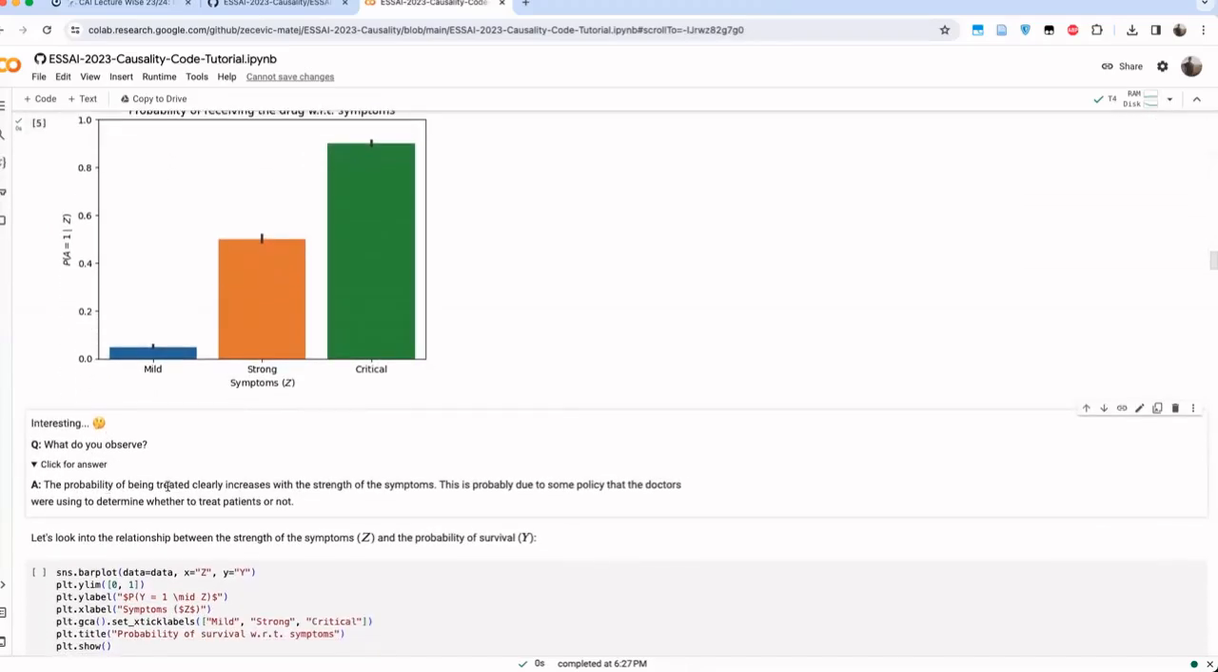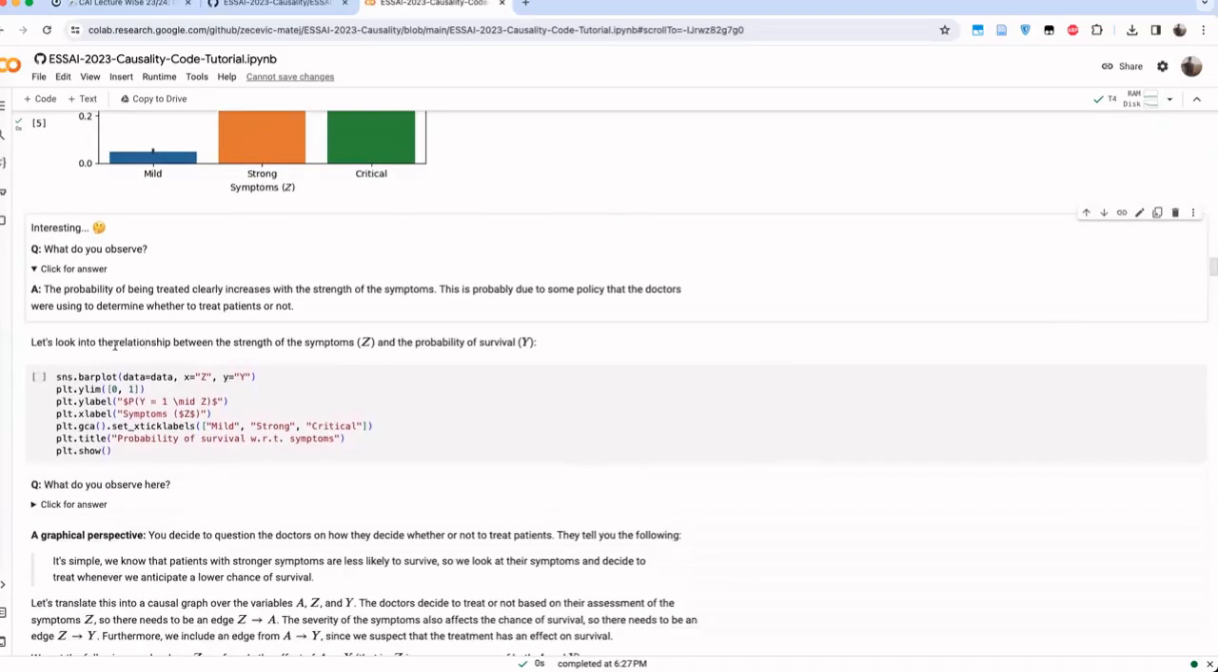So the probability of being treated clearly increases with the strength of the symptoms. Exactly, this is what we have seen, and we have even justified it a little bit. This is probably due to some policy that the doctors were using to determine whether to treat patients or not. Exactly. I mean, the doctor wants to ensure the safety of the patients, and someone with mild conditions is more likely to survive generally than someone with a critical condition.